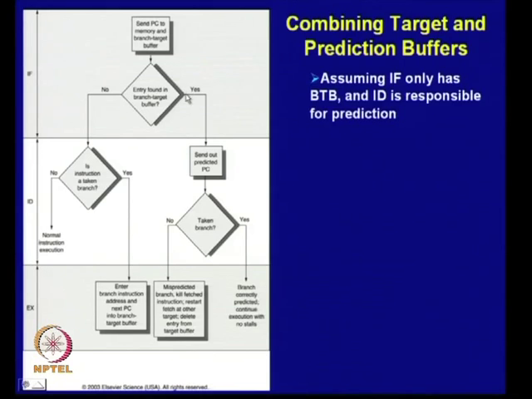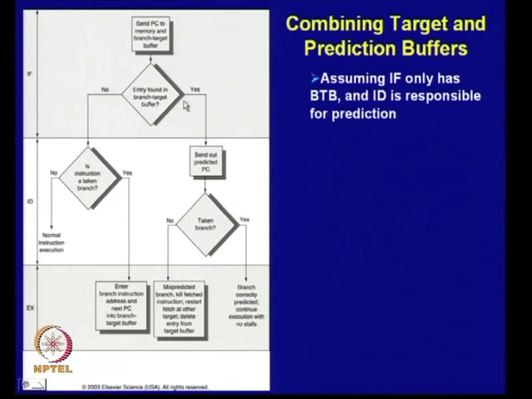Now, in the previous case, the entry was not found in the branch target buffer, and that is why you have to go up to the execution stage, and there will be a delay. You can see you are losing 2 cycles in this case. You cannot fetch an instruction in this stage, and you cannot fetch an instruction in this stage. So, there is a loss of 2 cycles in this particular case. Similarly, let us consider the case where the entry is found in the branch target buffer.